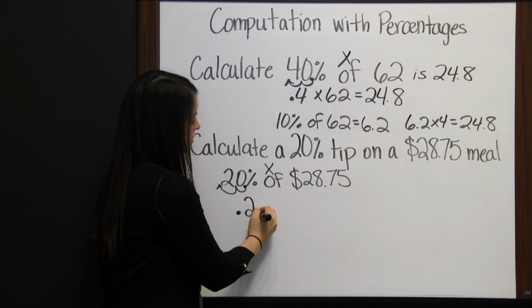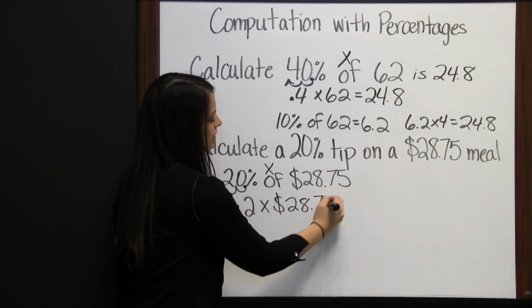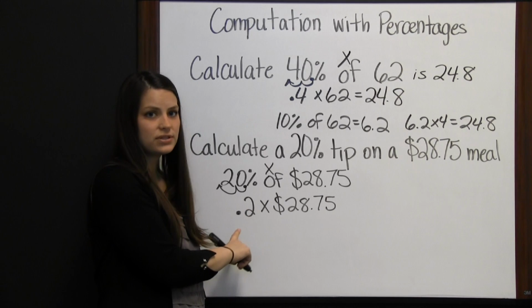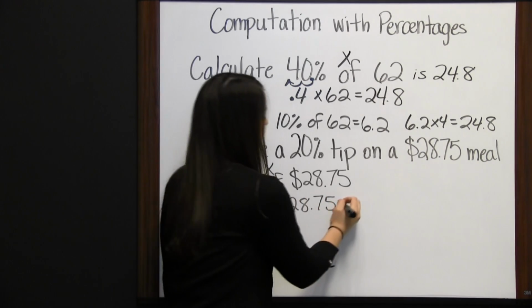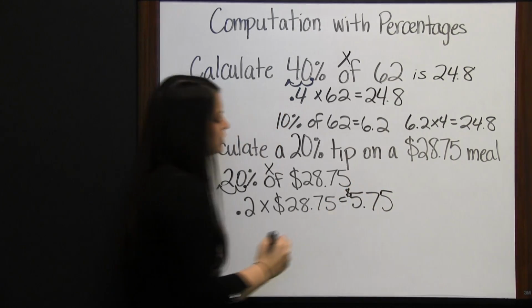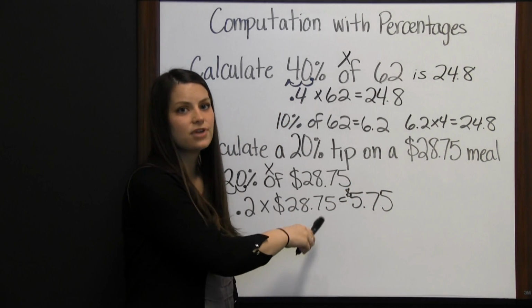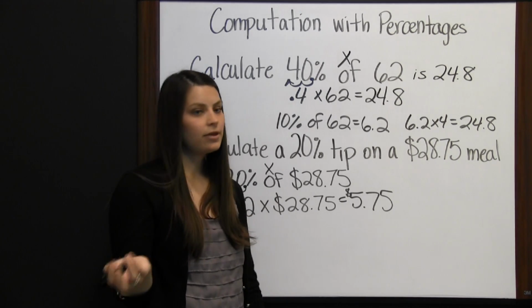So we're really doing 2/10 times $28.75. And 2/10 times $28.75 is $5.75. So we would need to leave them a $5.75 tip. What would our total bill be?